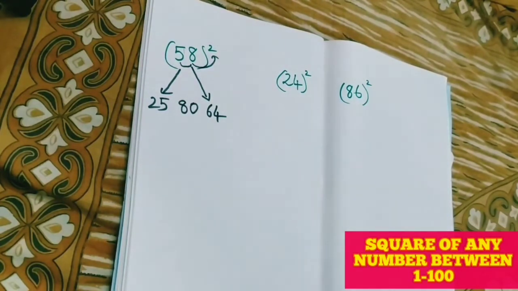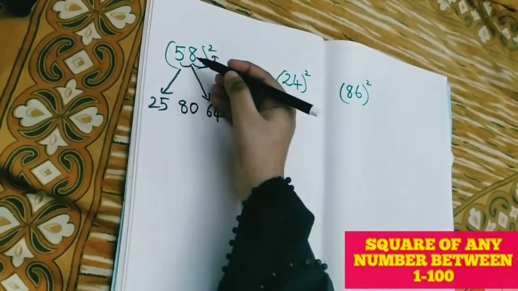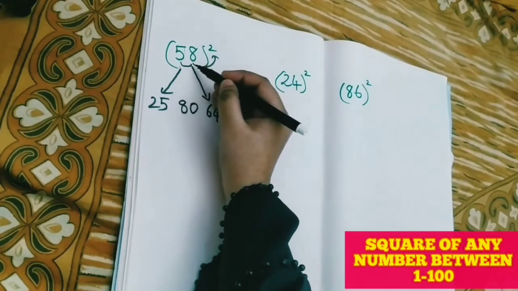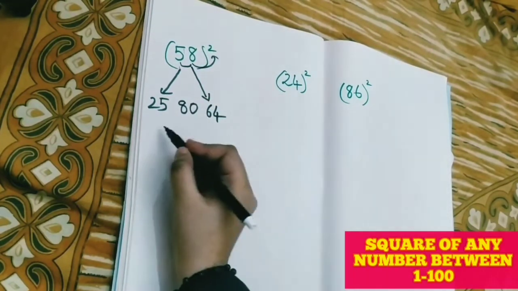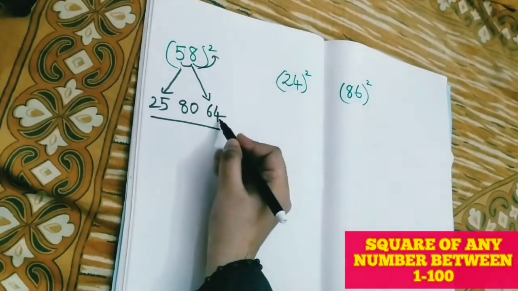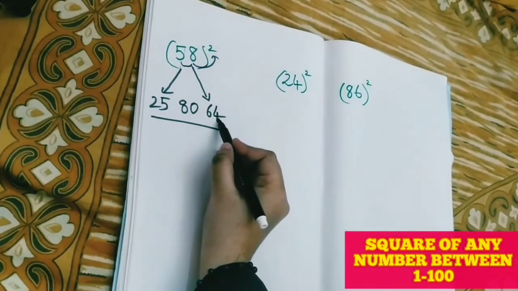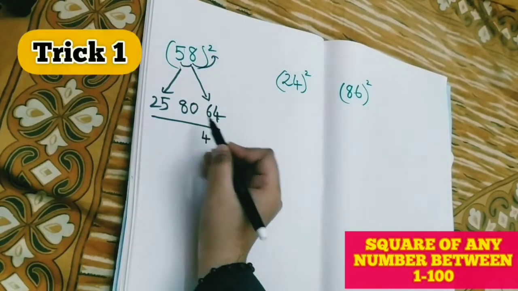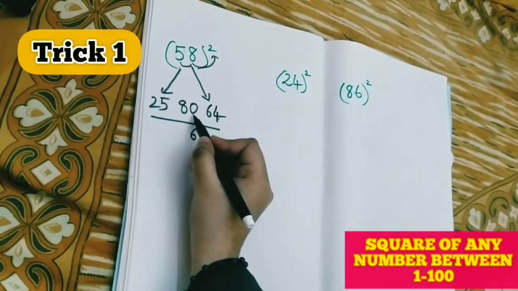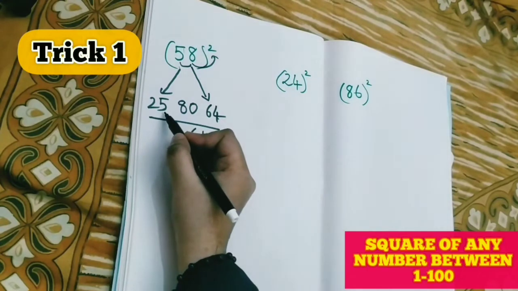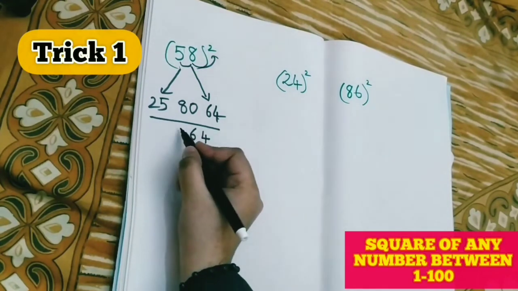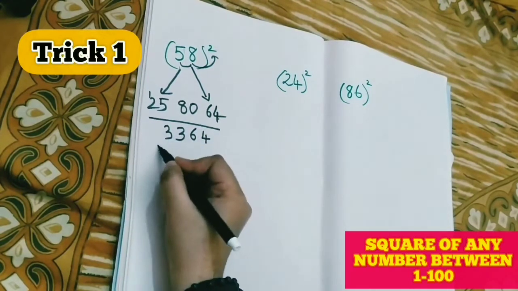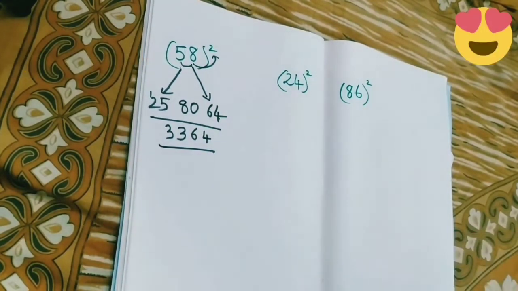So what will be the third step? First you did the square of 8, the square of 5, and then 5 into 8 is 40, and 40 into 2 is 80. After that you have to add. How will you do that? Write this 4 as it is. Next, 6 plus 0 is obviously 6, and then 8 plus 5 is 13. So 3 and carry over 1. 2 plus 1 is 3. That's it. This is the square of 58.